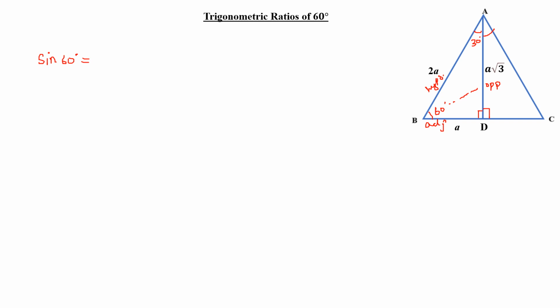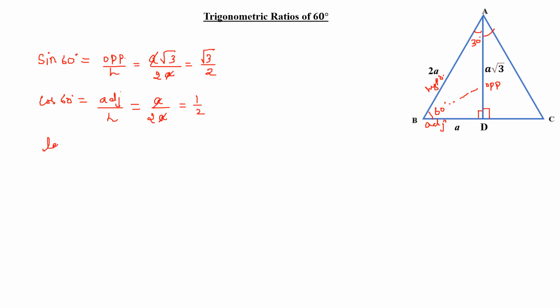The sine 60 degree will be opposite by hypotenuse. Opposite is A root 3 and hypotenuse is 2A. So A cancel, it will be root 3 by 2. Now cos 60 degree is adjacent by hypotenuse. Now your adjacent is A and hypotenuse is 2A. A cancel, the value is 1 by 2. Tan 60 degree is opposite by adjacent.